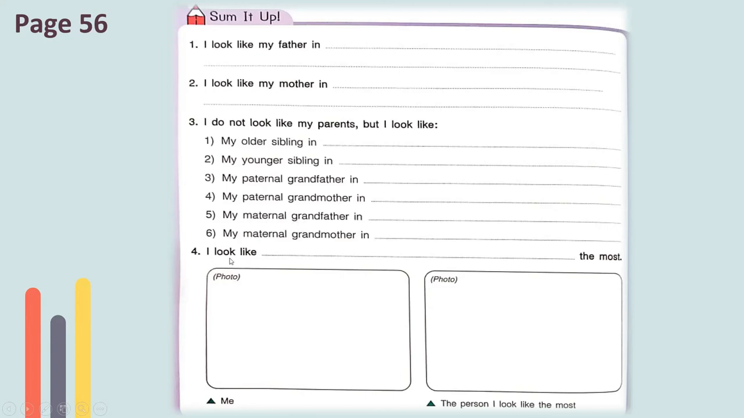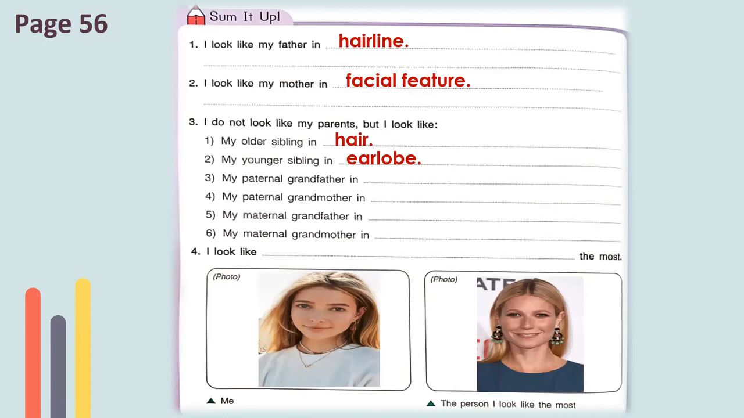Okay? Number four, I look like blank the most. So here you're going to attach a picture of yourself, and then the picture of the person you look like the most. So you can answer this one based on your own information. And for the next slide that I'm going to show you, it is an answered one. Do not copy this one because you have different traits. Okay, you have different traits from other students. So you can just use this as an example only, as a basis.